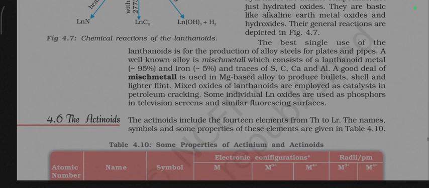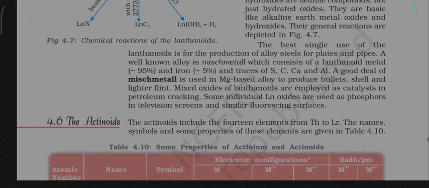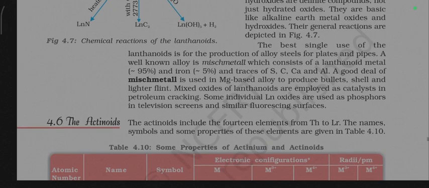A use of lanthanoids is for the production of alloy steels for plates and pipes. A well-known alloy is mischmetal, which consists of a lanthanoid metal 95% and iron 5% and traces of S, C, Ca and Al.